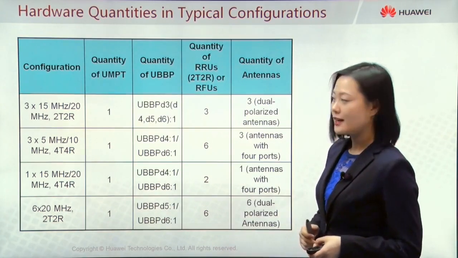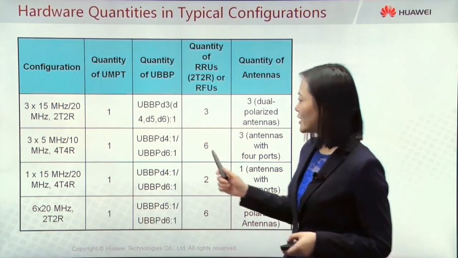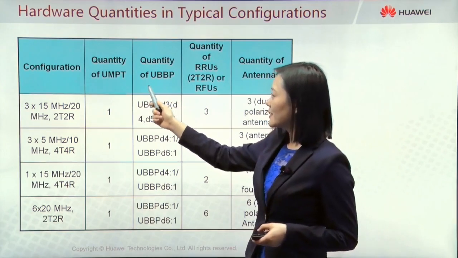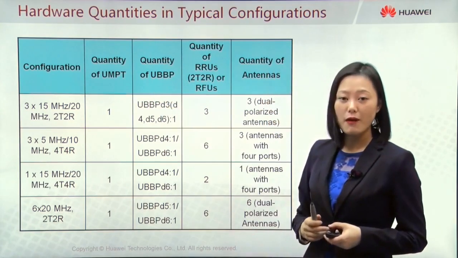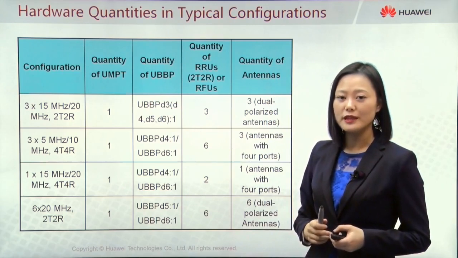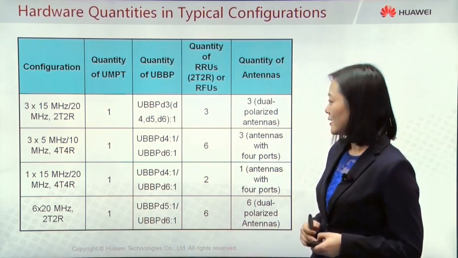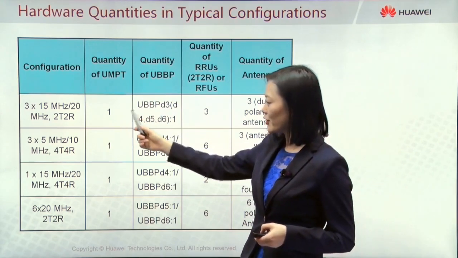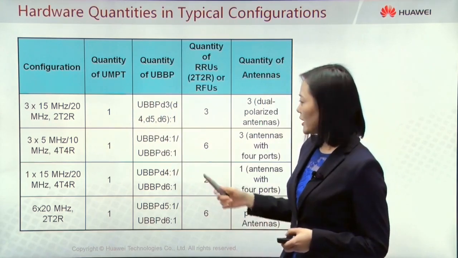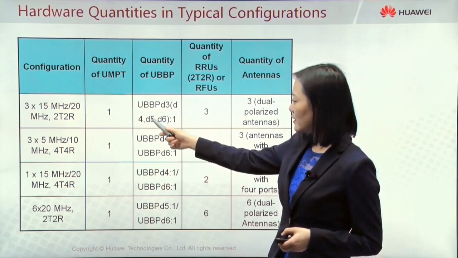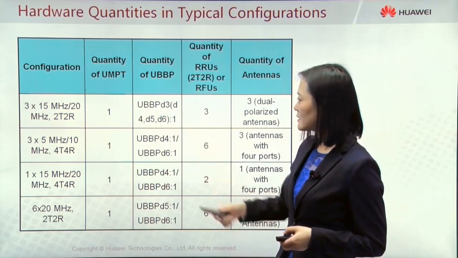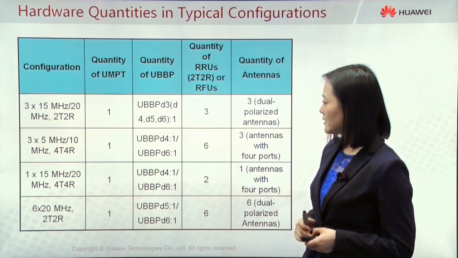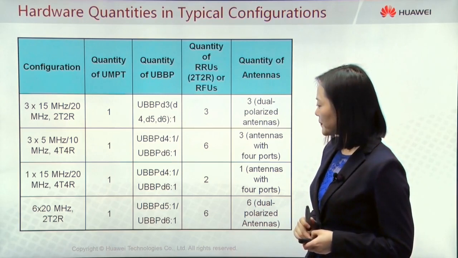Now let's check how to decide the types for the U-serial board, UMPT and UBBP. UMPT and UBBP support multi-mode and can be installed in BBU 3910. So here, for the first site, this most common LTE configuration, we can choose D3, D4, D5, D6 as the UBBP board, to provide baseband processing.